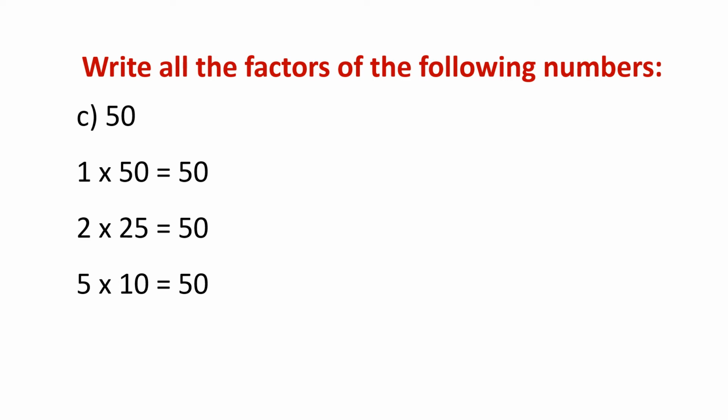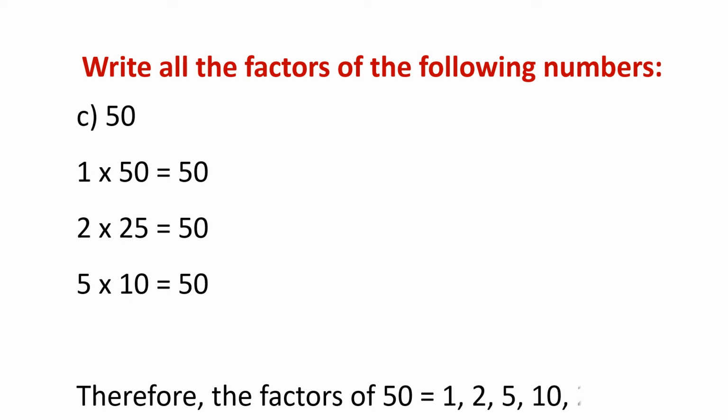Then we take the next natural number 10. Is 50 completely divisible by 10? Yes, because 10 fives are 50. Look, if we divide 50 by 5 and 50 by 10, we get the same multiplication fact. So stop here and write down all the factors of 50 in ascending order. Therefore, the factors of 50 are 1, 2, 5, 10, 25 and 50.